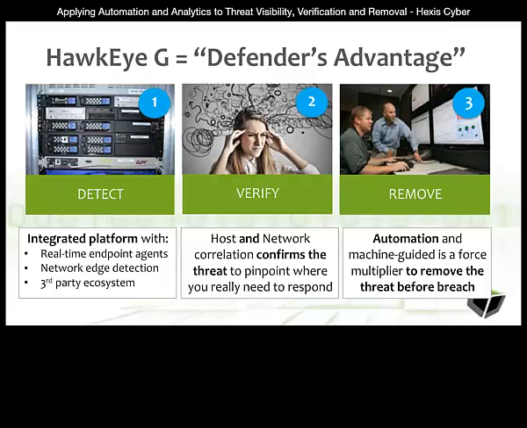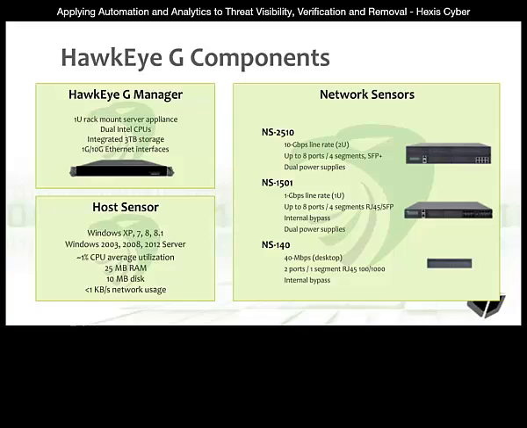From a platform point of view, HawkEye G has three major components. The first one is the HawkEye G Manager. That is a server appliance preloaded with our policy manager, our host sensor manager, our threat analytics, our event data warehouse, and our reporting system. It manages the host sensor deployment for the endpoint, and it manages the network sensor hardware.